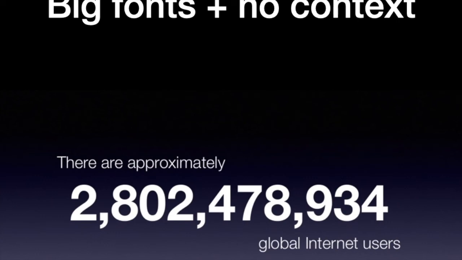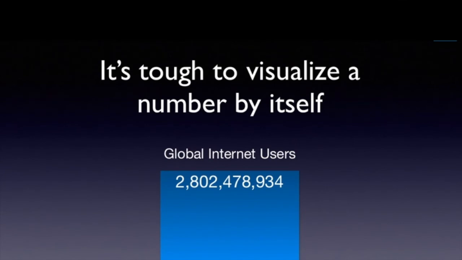So, for example, if we say there are approximately 2.8 billion global internet users back in 2013, well, compared to how many people are there and why and those types of things. It's really tough to visualize a number by itself. Even if we try and put it in a bar chart, it means nothing. And we kind of know how many people live in the world. That's a number that people just know. But you can imagine how pointless this would be if it was a number people don't know.